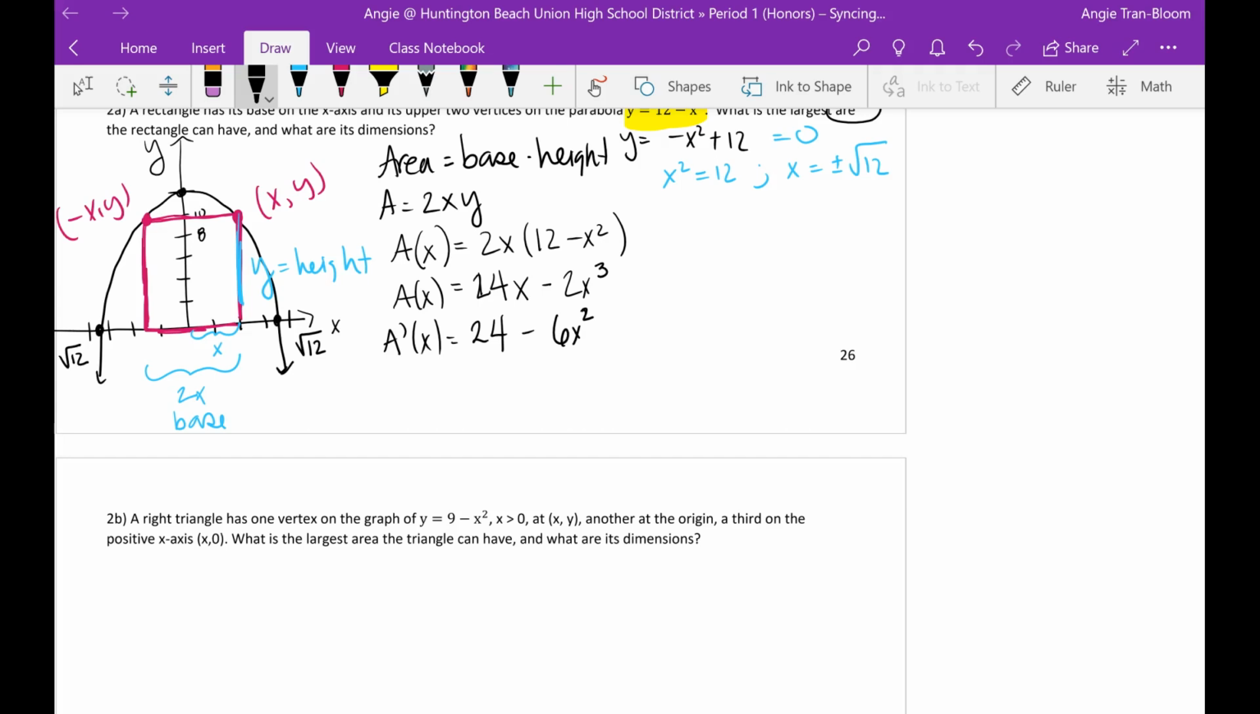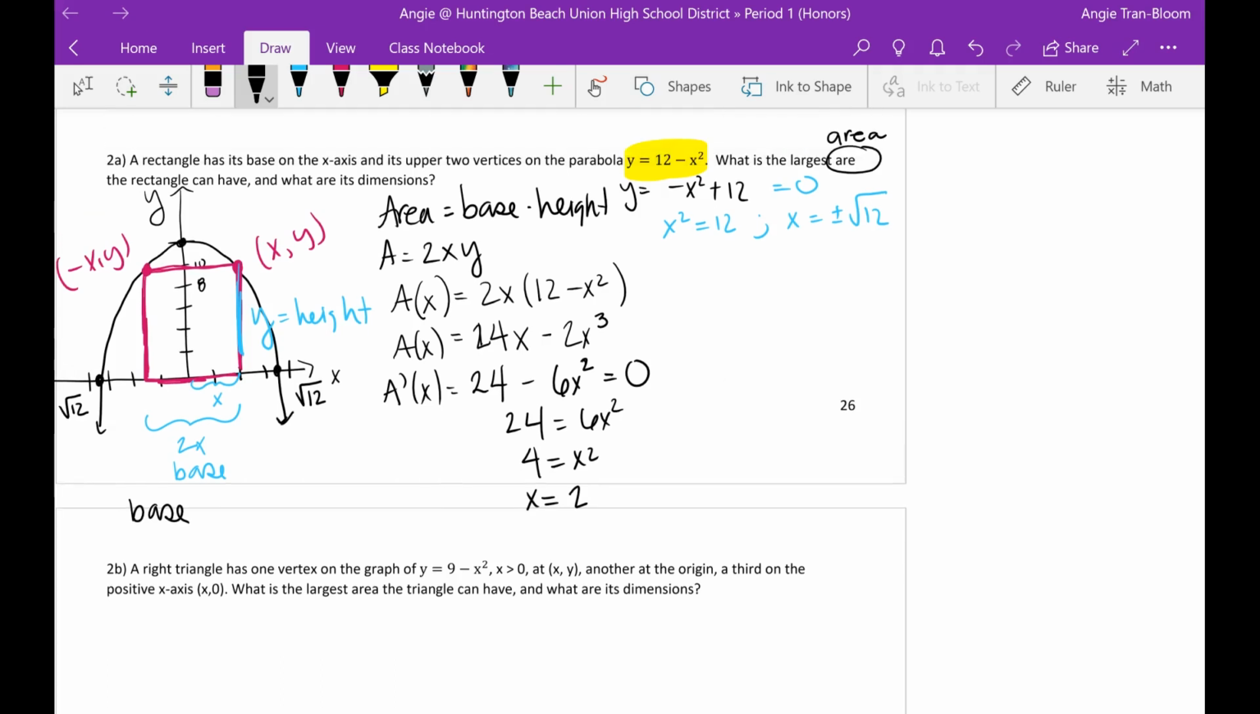Now I'm going to solve for the critical point. So 24 equals 6x squared. Divide both sides by 6. So 4 equals x squared. x is technically plus or minus 2. And again, x is a distance, so I don't need a negative symbol. But your base is going to be 2x, so the base is now 4.